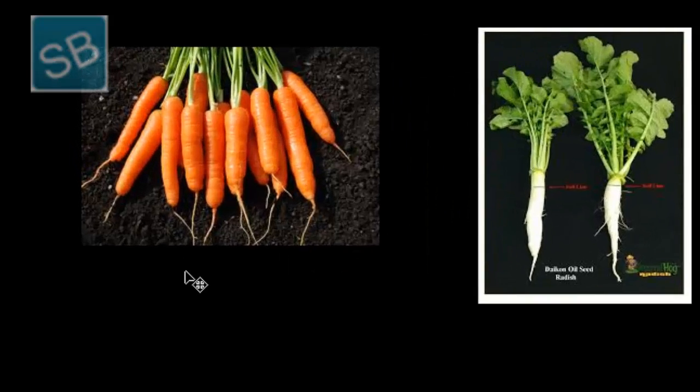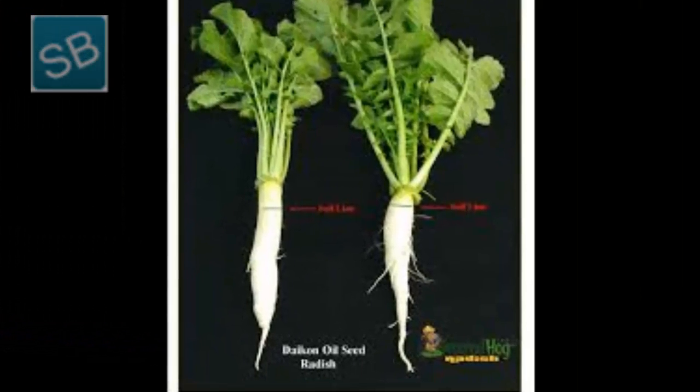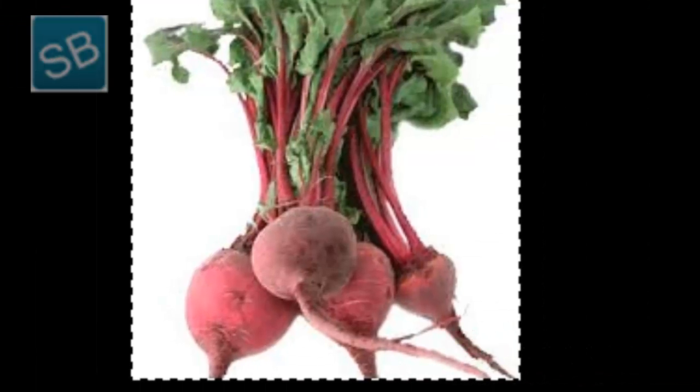As can be seen from the figure, in carrot, the food storing root becomes conical and so it is called conical taproot. Similarly, in radish, it becomes fusiform in shape and so the root is called fusiform taproot. Similarly, in turnip, the basal part of the root becomes swollen and so it is called napiform taproot.